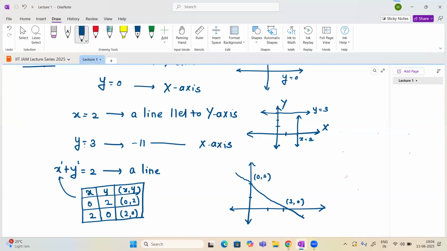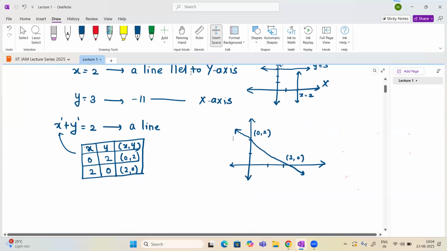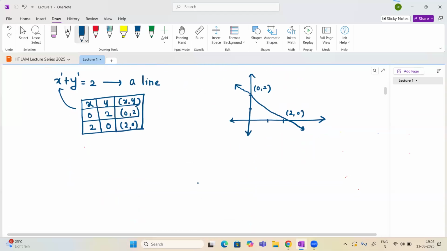See, this technique is applicable for all lines. If you have any kind of line, you need to find any two distinct points on that line using the same method, and definitely you will get the required line. So that line part we have covered. We will move further. We will go to the circle now.